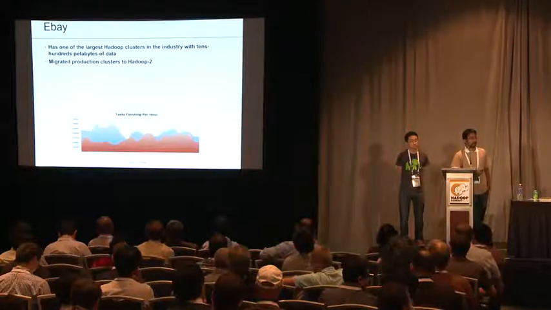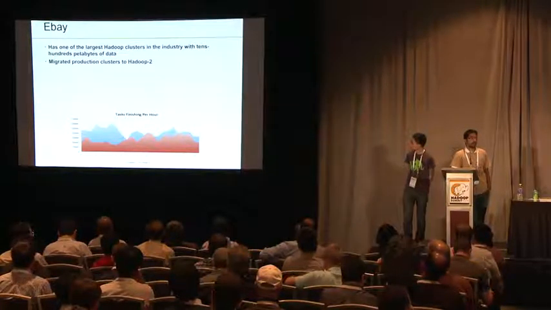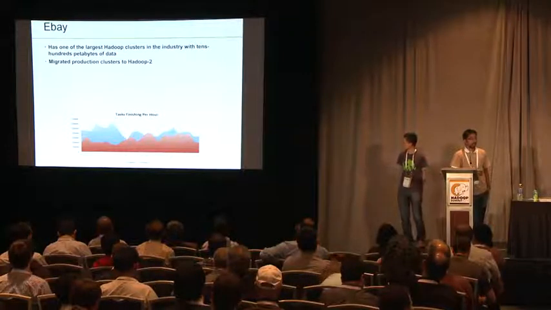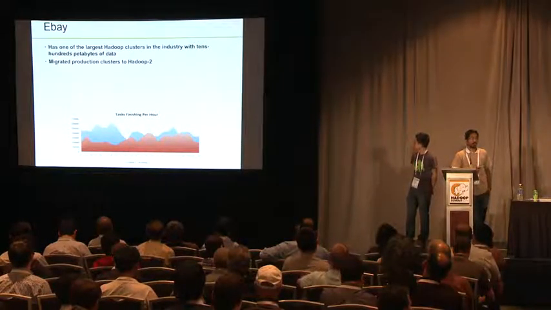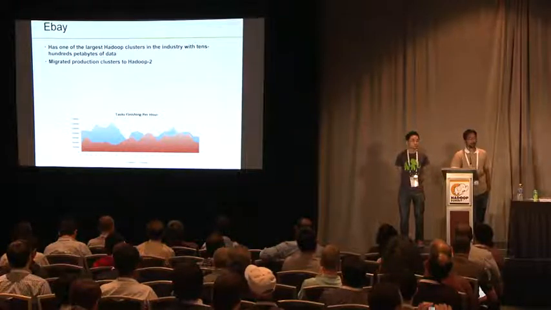And finally, eBay, who also have one of the largest production clusters of Hadoop, with anywhere from tens to hundreds of petabytes of data. They have migrated to Hadoop 2, and they're also seeing similar improvements in utilization, performance, and so on.